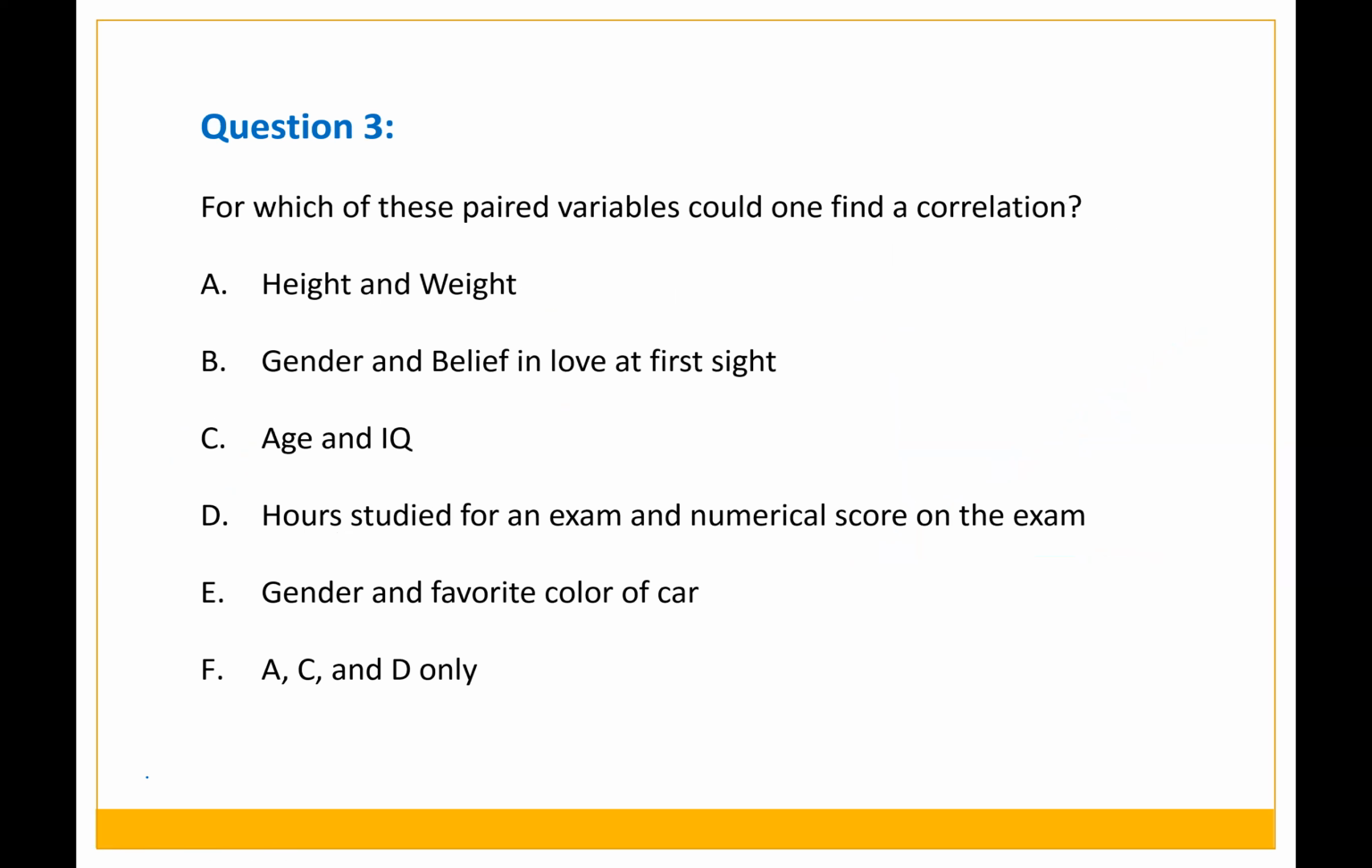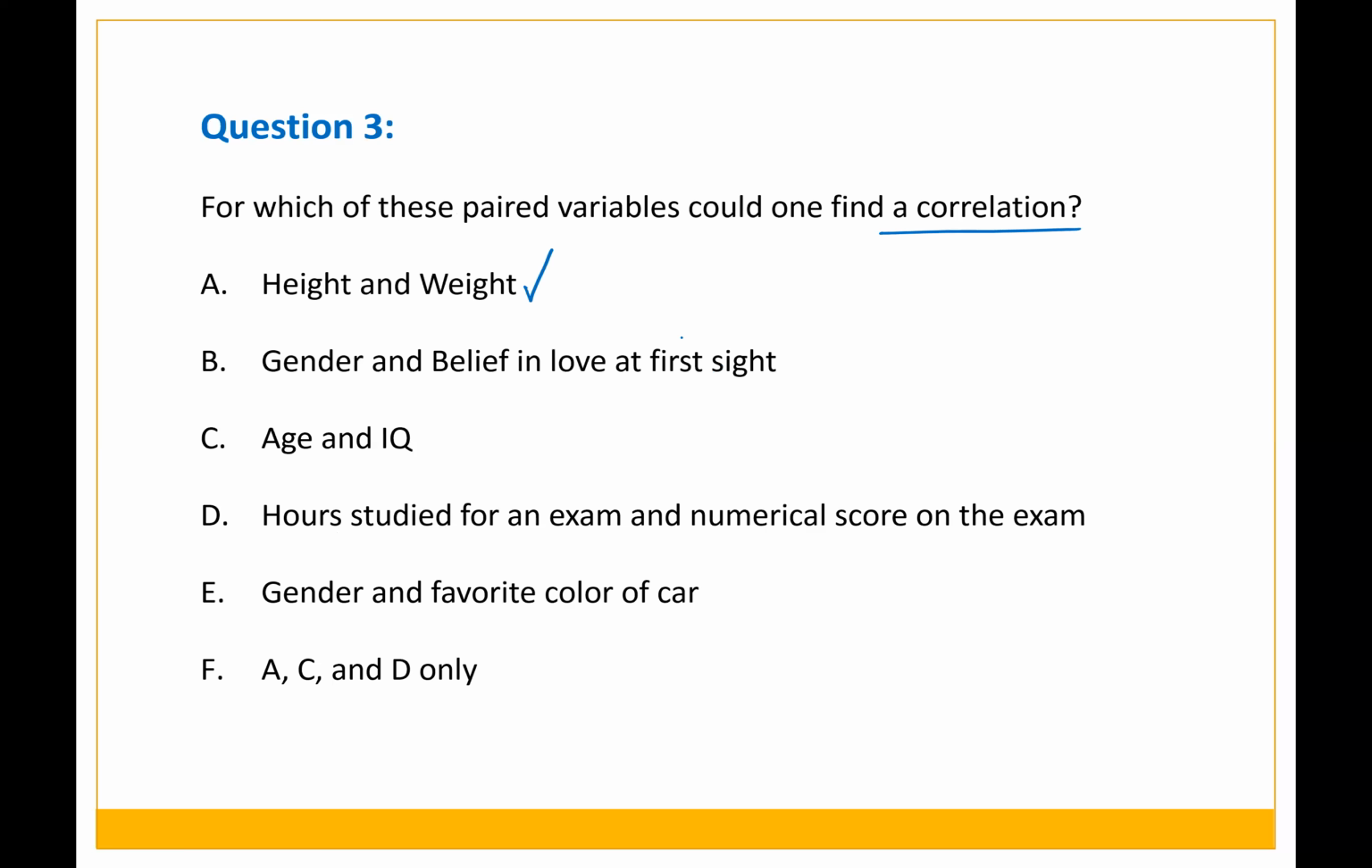Then we have question 3. For which of these pairs of variables could one find a correlation? The name of the lesson is relationships between two measurement variables. So the two variables have to be quantitative and measurable, in number form. So we cannot find a correlation between categorical variables. Any answer that has a categorical variable is going to be eliminated. That's why B is correct, because we have height and weight.